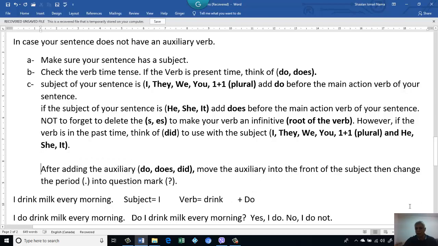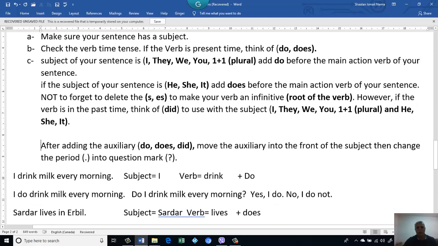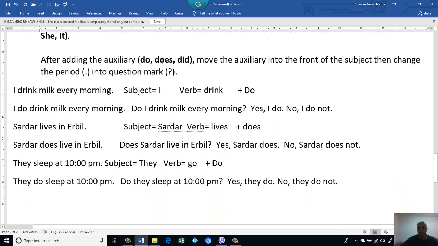After we add do or does or did to our sentences, because those are auxiliary verbs, we could add it to the sentences. Then we have to move this do, does, did in front of the subject. And then we change the period or full stop into a question mark. Let's look at the sentences here.